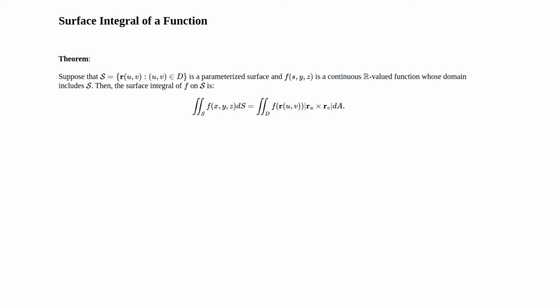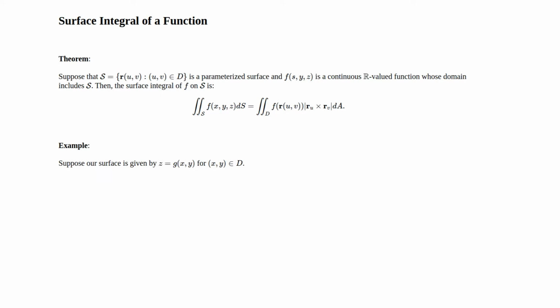So suppose that S, the surface, is parameterized by r, with parameter space being D, and f is a continuous real-valued function of x, y, and z, whose domain includes S. Then the surface integral of f on S, the surface integral of f(x,y,z) ds, is equal to the regular double integral over D, the parameter space, of f(r(u,v)) times the magnitude of this cross product, r_u cross r_v, dA.